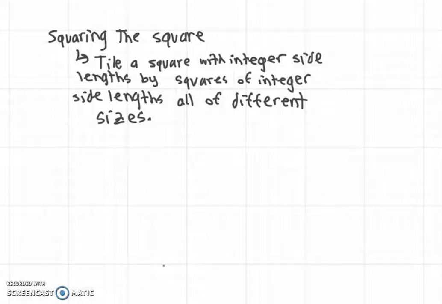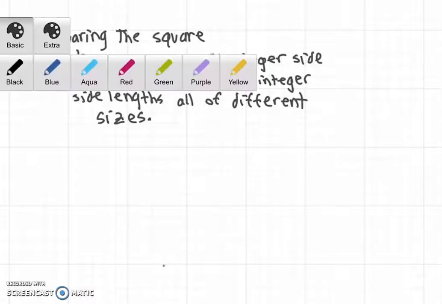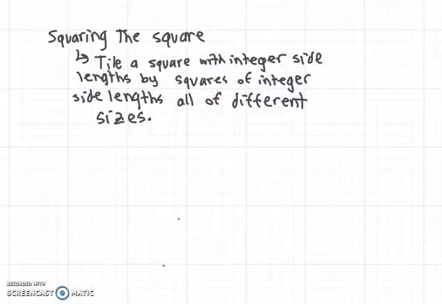Today I'll be showing you a way of squaring the square. And what is squaring the square? Squaring the square is to tile a square with integer side lengths by squares of integer side lengths, and the squares must all be of different sizes. This way of squaring the square was discovered in 1978, and it uses a square of side length 112. Let's have a look.